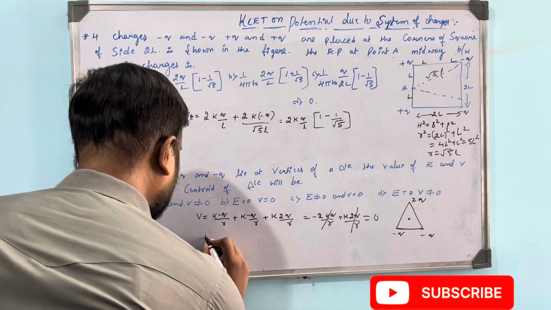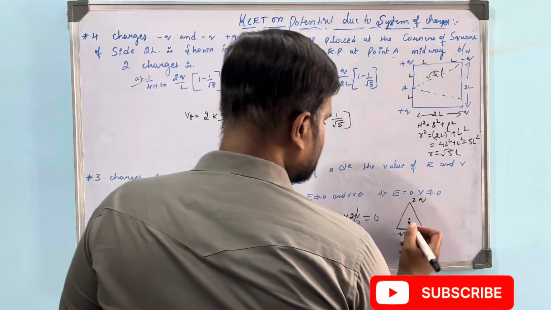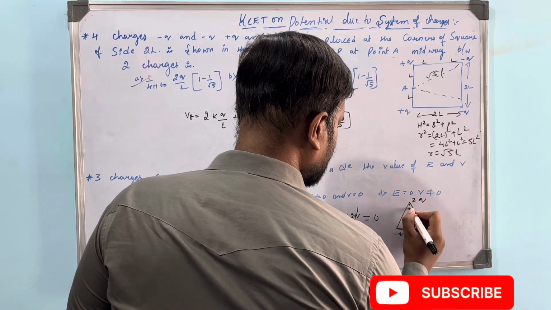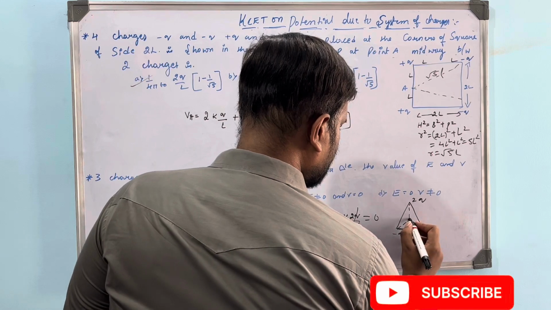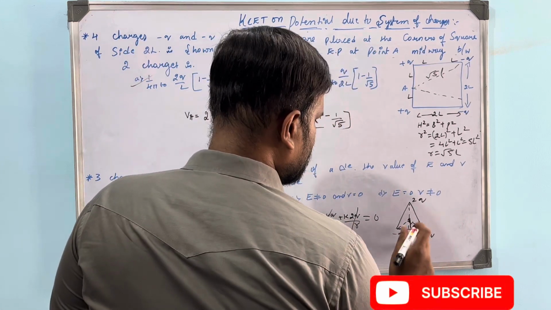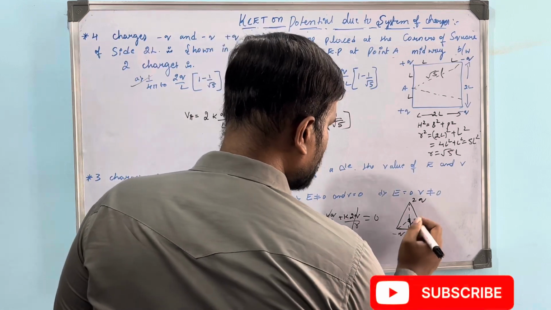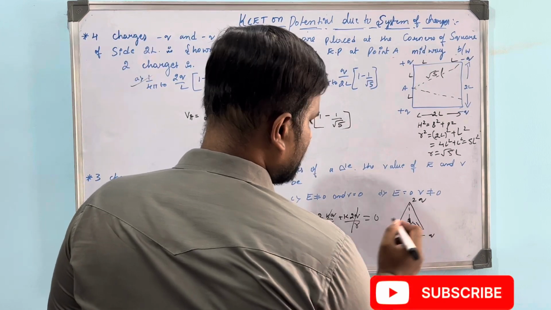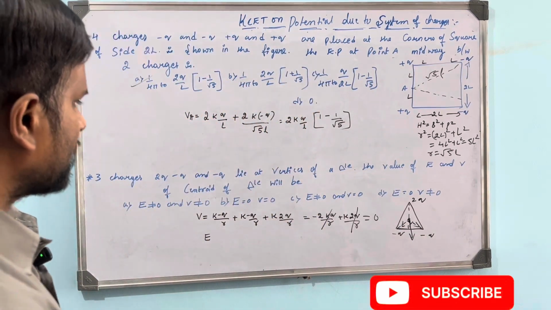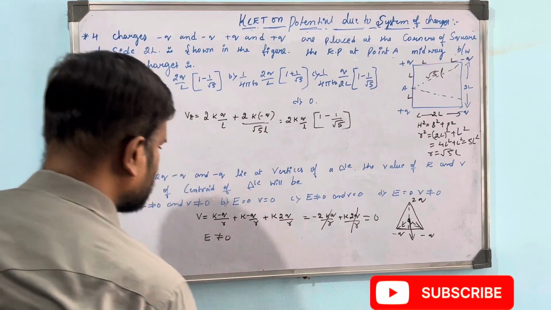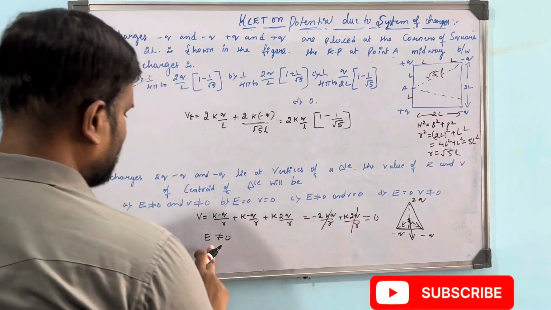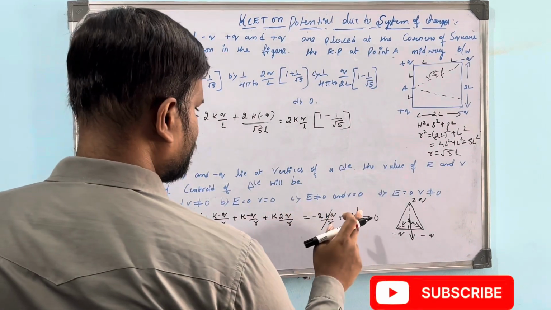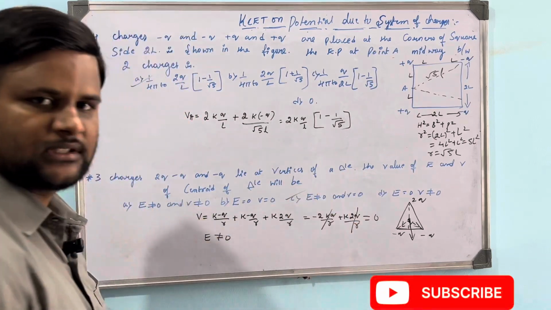But what is the value of the electric field? Due to the plus q charge, we will get one electric field like this, away from the charge. Due to each negative charge, we will get an electric field towards it. That's why E is not equal to 0. So the option is V equal to 0 but E not equal to 0. So this is the required solution.